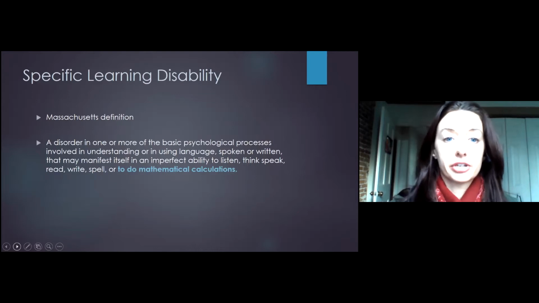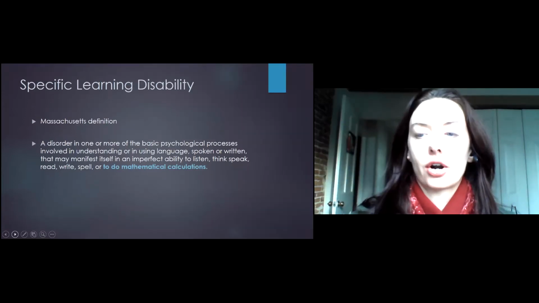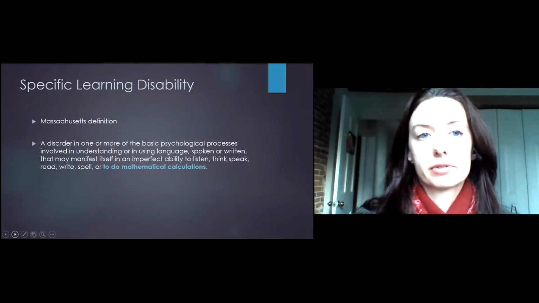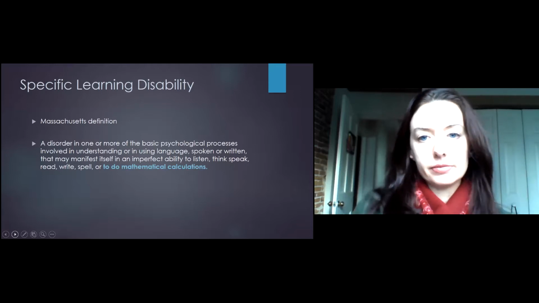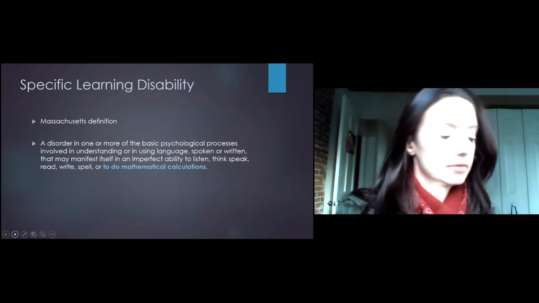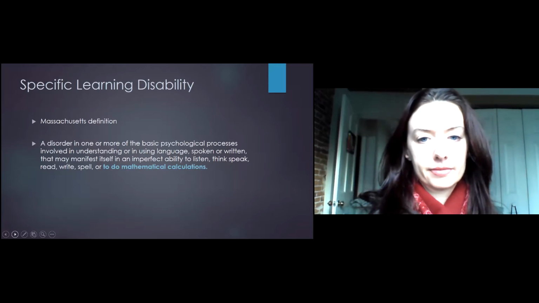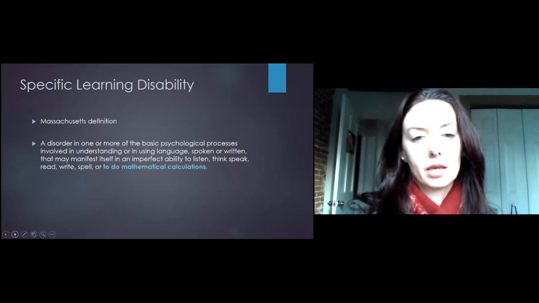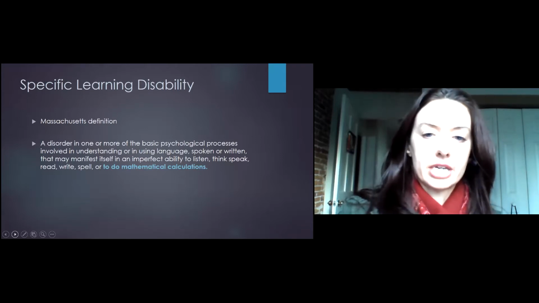State has a particular definition. So for specific learning disabilities as a whole, here is our definition of learning disability. And I'll give you a chance to read this. And so I'm going to focus specifically on this last piece.